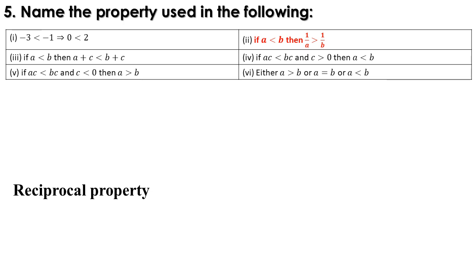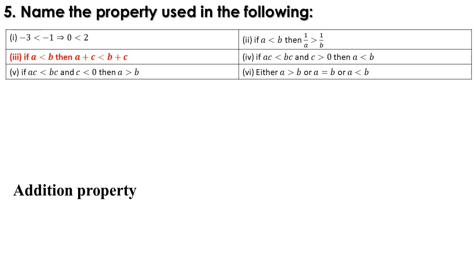Next, we have the reciprocal property. This rule tells us that if one number is smaller than another, its reciprocal, that's 1 divided by the number, will be bigger. So, if a number is small, its reciprocal is large. It's like flipping the number upside down.